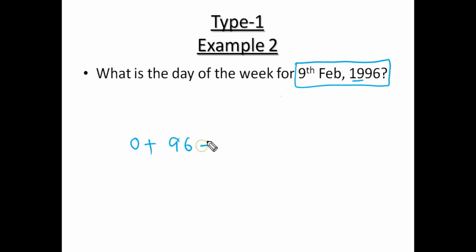How many leap years are there in 96 years? Generally, to get the leap years we divide 96 by 4 and take the quotient. If we divide this number by 4, the quotient will be 24. But here, see, this date is 9th February. Feb 29th is not covered yet. So in our formula, we have written that point in this way.